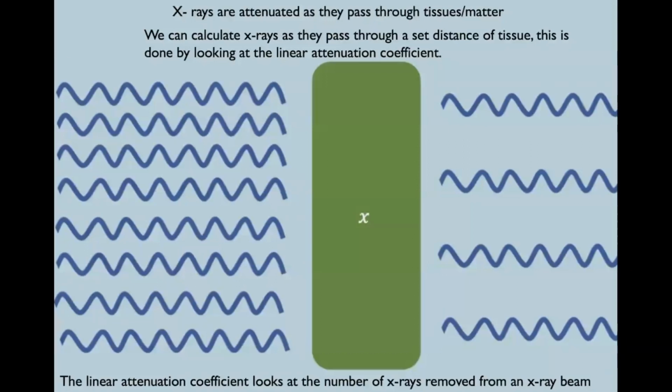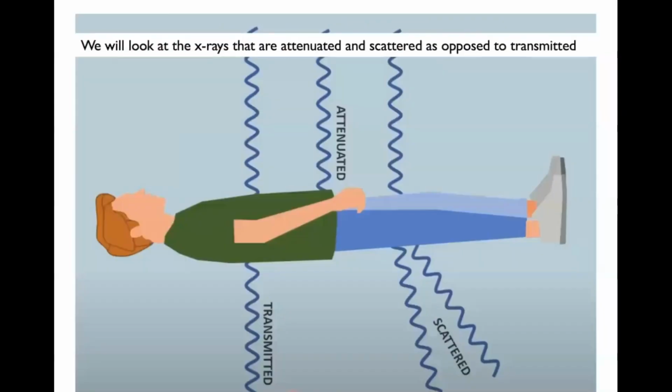We'll get back to that formula in a minute. So X-rays are attenuated as they pass through tissues and matter, as we already discussed, and we can calculate X-rays as they pass through a set distance of tissue, and this is done by looking at the linear attenuation coefficient. What the linear attenuation coefficient looks at is the number of X-rays that have been removed from the X-ray beam. Okay, so it's the ones that aren't getting through.